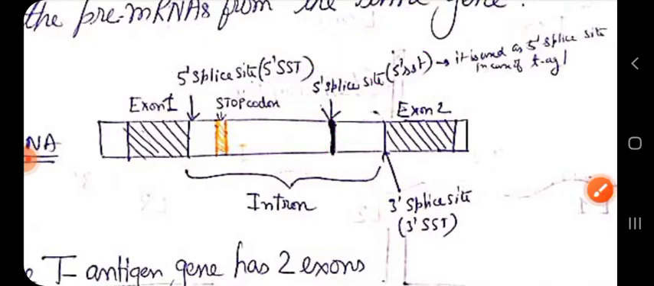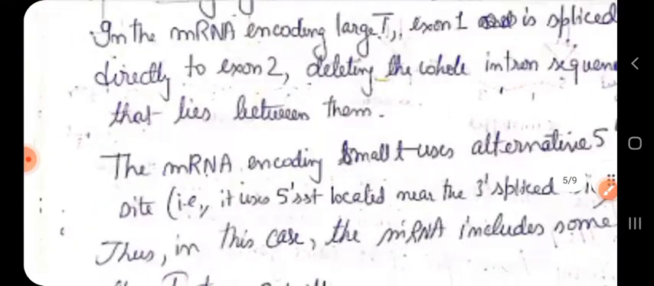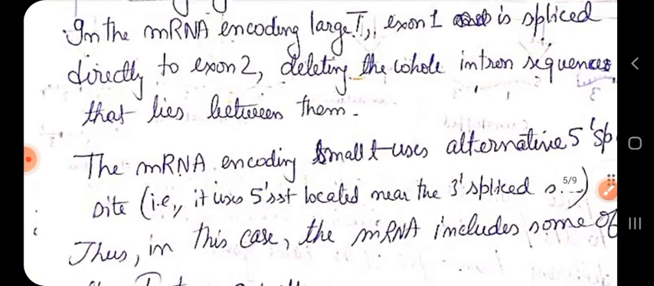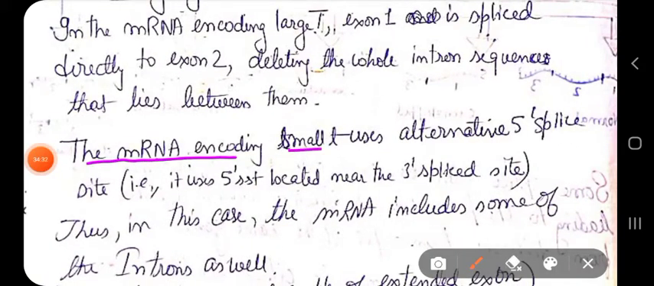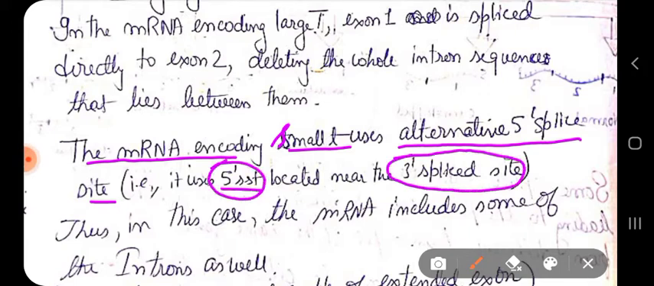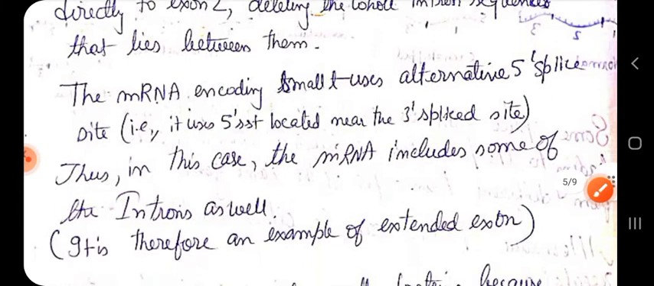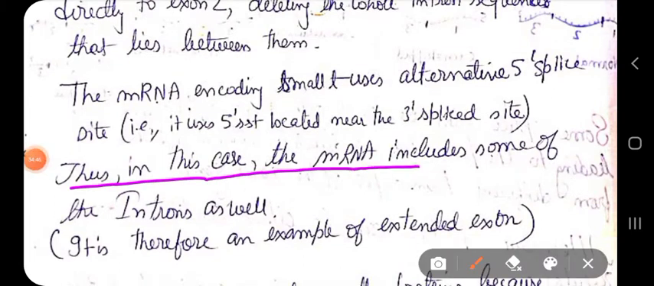Okay, small T antigen gene. But you can say mRNA, better to say. So it is saying here that the mRNA that encodes small T antigen uses an alternative 5' splice site, that is the 5' SS, which is located just close to the 3' splice site. Thus in this case, the mRNA includes some of the introns as well.